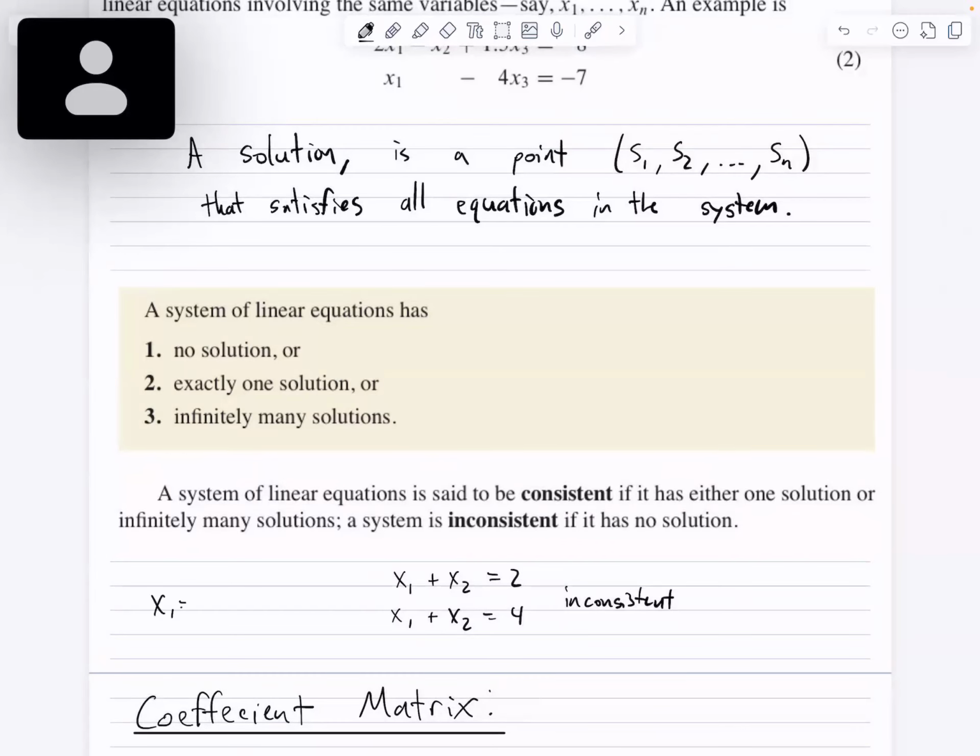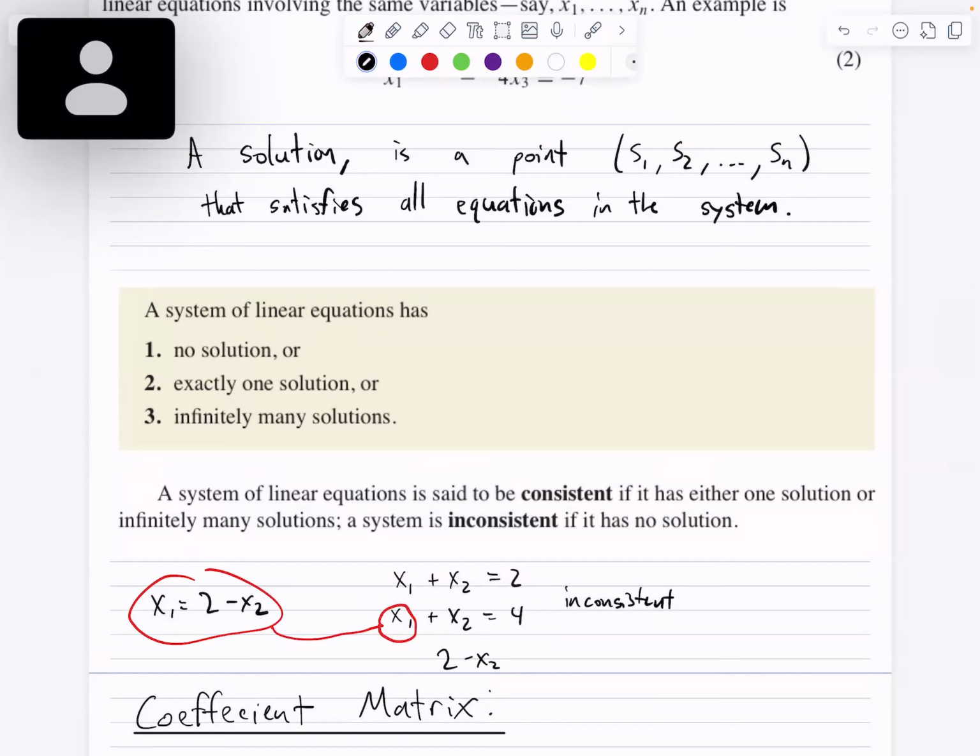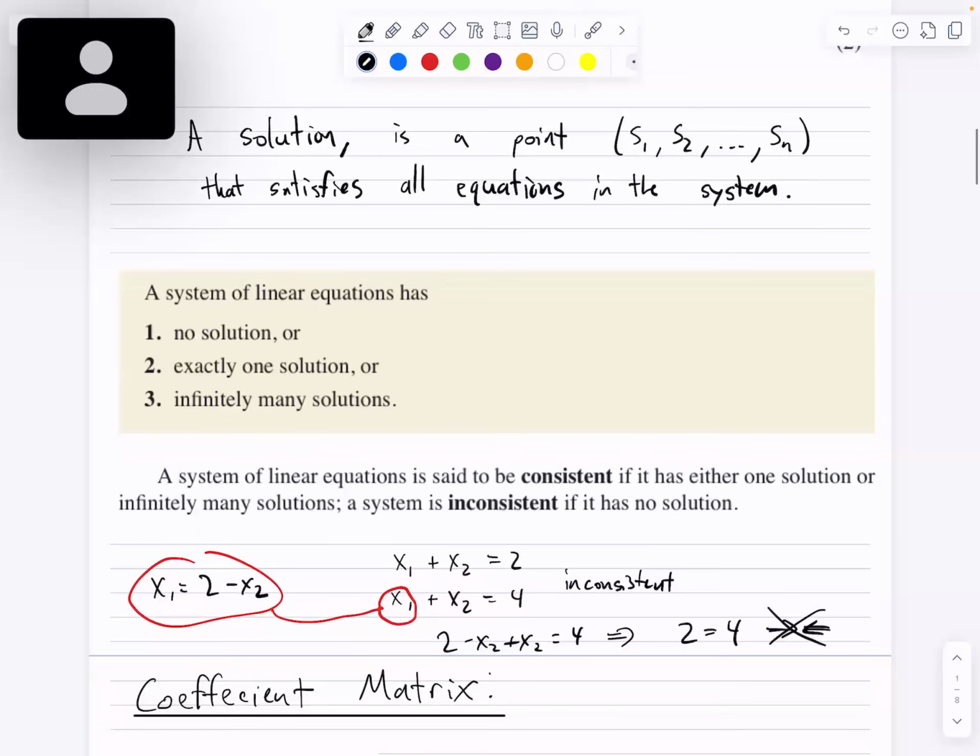And so that's something maybe you learned in the class. You'd be like, oh, x1 equals 2 minus x2. Then you'd plug this in for x1 right here, and you get 2 minus x2 plus x2 equals 4, which leads to the equation 2 equals 4. But that's a contradiction. That's not possible. So you can't have that. So that's why it's inconsistent.